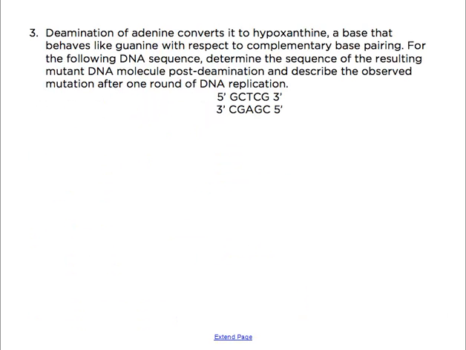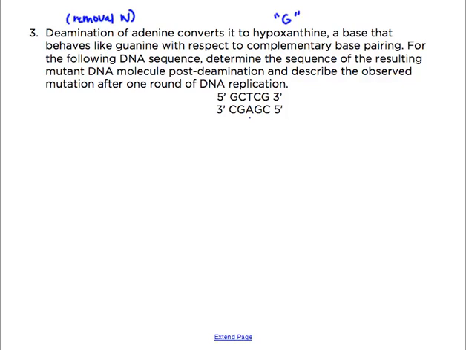Problem 3. Deamination of adenine converts it to hypoxanthine, a base that behaves like guanine with respect to complementary base pairing. For the following DNA sequence, determine the sequence of the resulting mutant DNA molecule post-deamination and describe the observed mutation after 1 round of DNA replication. So I don't think you really need to know this, but deamination would be a removal of an amine group, which is a nitrogen-containing group, so we'll just say removal of N. And that converts adenine to hypoxanthine. Hypoxanthine behaves like guanine, so we could say it's basically guanine. So it will complementary base pair with cytosine.